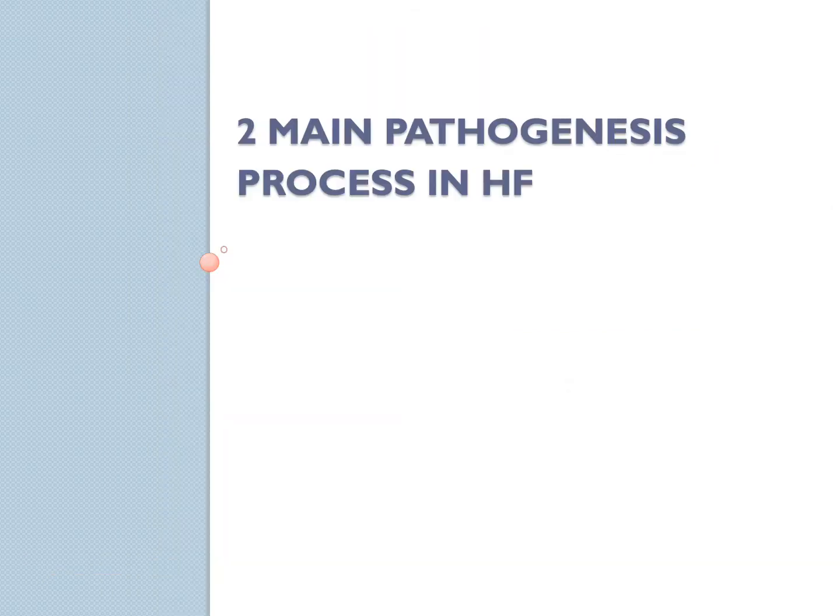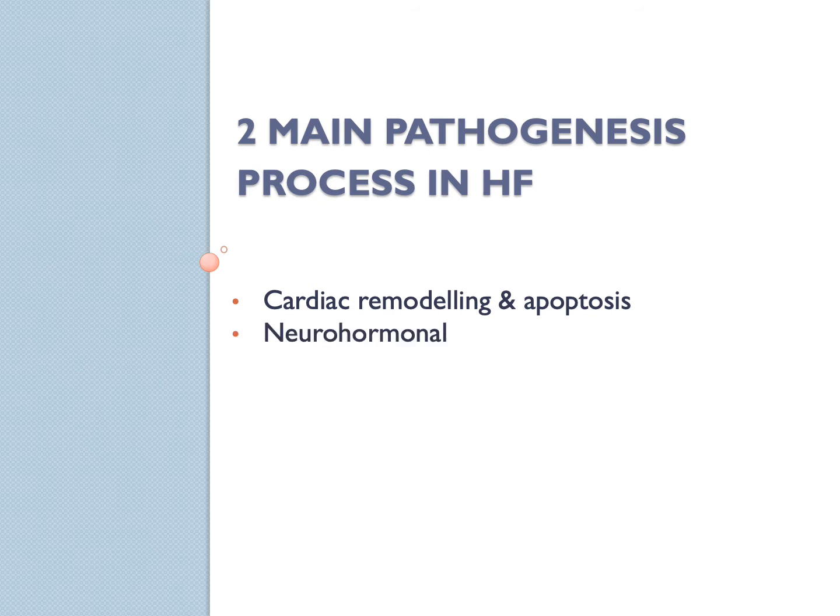So there are two main pathogenesis processes in heart failure. The first part is the cardiac remodeling, the structural changes, so there's apoptosis, fibrosis, right? And the second part is the neurohormonal, right? And obviously all this will trigger the compensation mechanism.